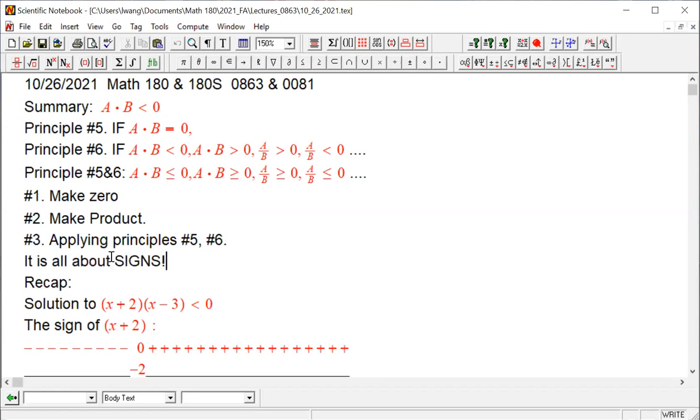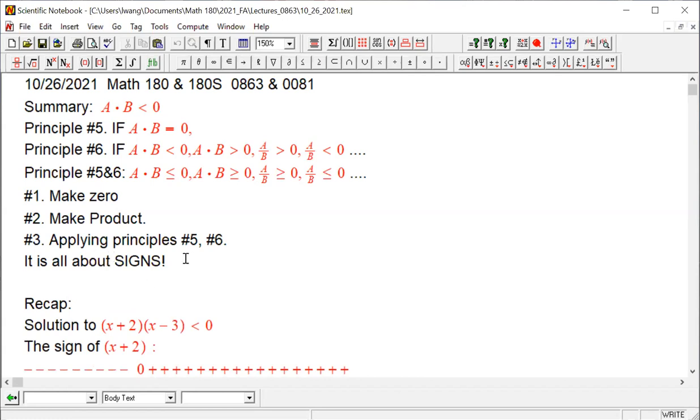It's all about signs. What are the signs? There are only two signs, positive and negative, right? Positive and negative. All right. But I also mentioned to you, I want to give you the function perspective.